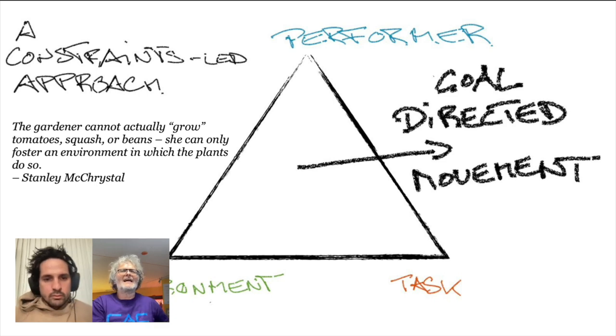Yeah. The triangle has, well, three corners. It's the task. That's probably the most obvious, what most coaches think about. And the nice thing about the constraints-led approach is that it's very much what climbing is about anyhow. So it's what many coaches are already doing. Let's talk about the task.